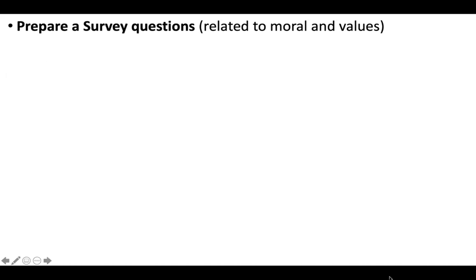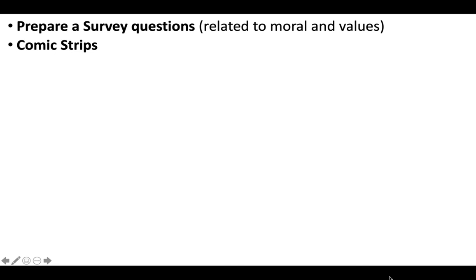So one of the activities that they can do is prepare a survey related to morals and values regarding the topic. Let's say the topic is about abortion, and then they discuss the morals and the values that are presented, or the use of technology, the values, the morals, the good about it, the bad about it, you understand? So have that type of discussion, or fill out the survey, create a survey regarding that topic.